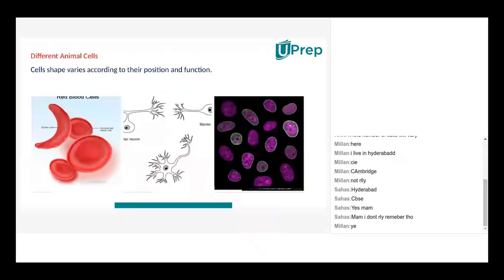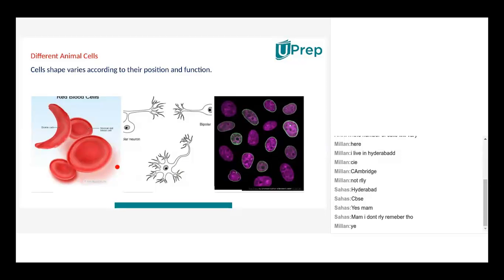This is the example of different cells in animals. Now we come to the concept of cell shape. Can you see the slide on the screen? The RBC, the nerve cell, and some of the cartilage and muscle cells. Now here I just want to explain a point. When you take the shape of cells, the shape of cells within the same organism may vary.